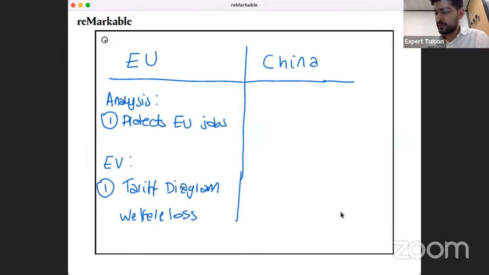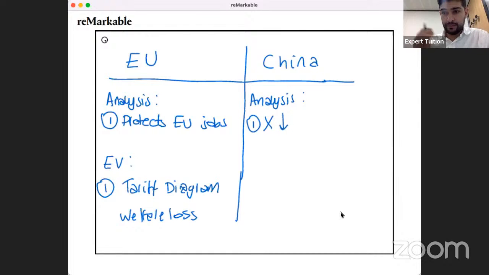In terms of the analysis, very straightforward. What I would now do is I would go, okay, is the EU imposing a tariff on Chinese firms good or bad for Chinese firms? Well, obviously it's bad because their costs of production are going up. What's going to happen to their sales? Their sales are likely to go down, right? As a result, their export revenue is likely to go down. So export earnings likely to go down.